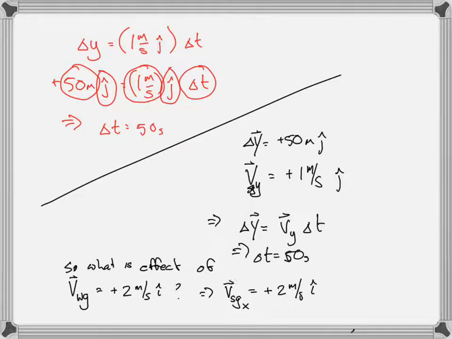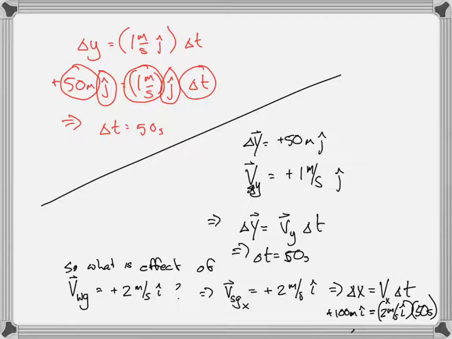V sub sg in the x direction is plus 2 meters per second i. And we say, okay, so what's the effect? Well, the effect is it's going to pull him downstream. Delta x equals v sub x times delta t, and v sub x being the velocity of the swimmer relative to the ground in the x direction, which is what we just wrote. And what is delta x? Well, it's going to be 2 meters per second in the i direction. And what is t? Well, we found it took 50 seconds to get across the stream. So the swimmer is going to be pulled downstream for 50 seconds. So what's the answer? It's plus 100 meters in the x direction. So the swimmer is going to be pulled downstream 100 meters in the x direction, while the swimmer goes across 50 meters in the y direction.